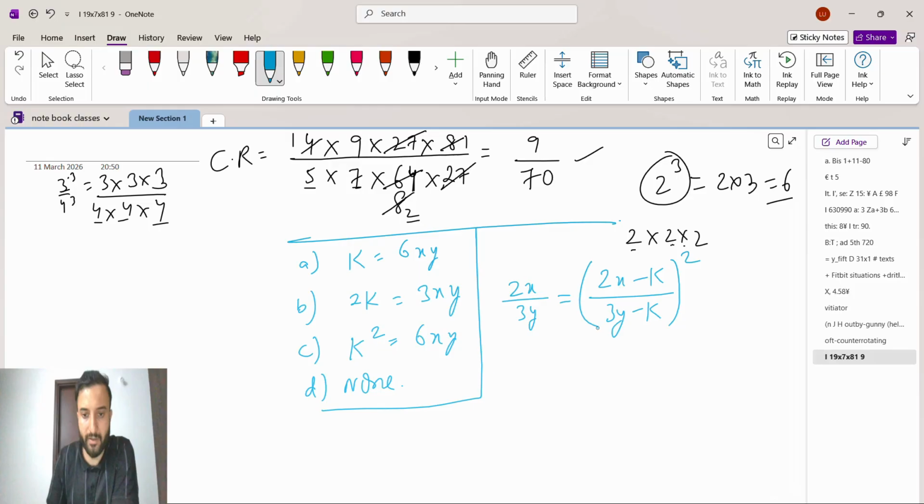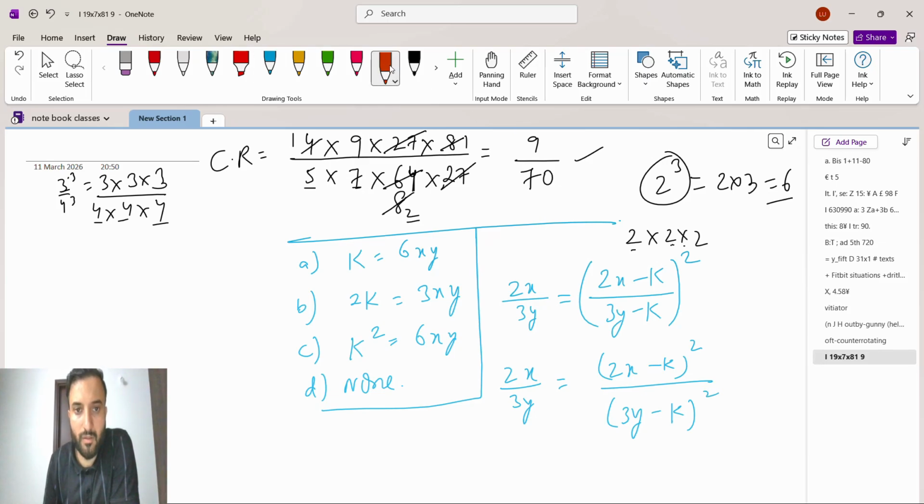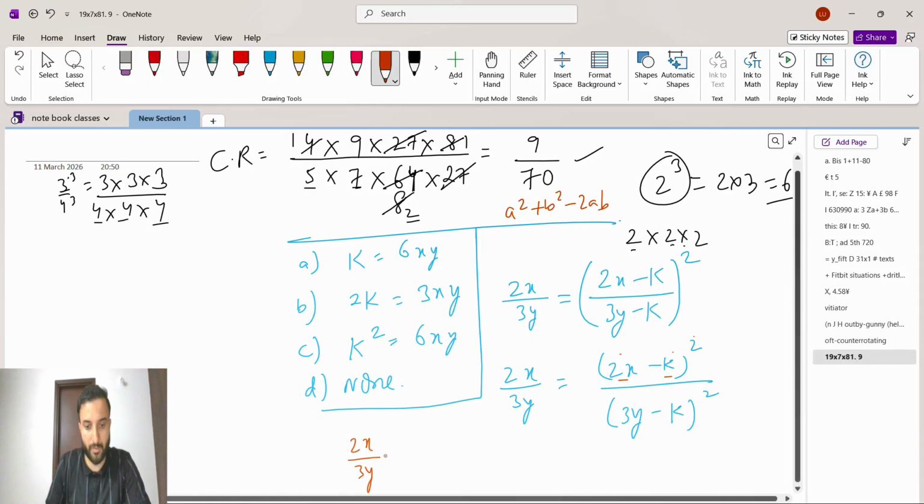Correct. So how can we write this? We can write 2x by 3y equals 2x minus k whole square divided by 3y minus k whole square. Correct. So we know this is of the form a minus b whole square. What is the formula? a square plus b square minus 2ab. So 2x by 3y will be as it is.